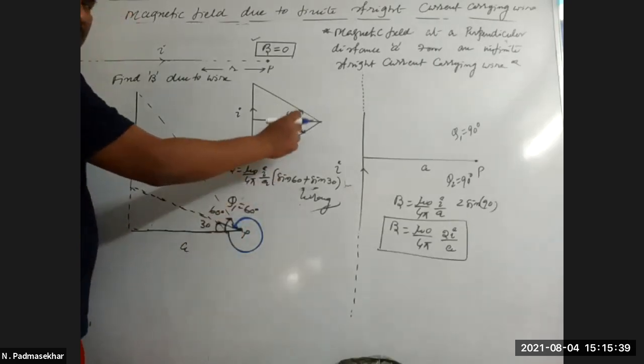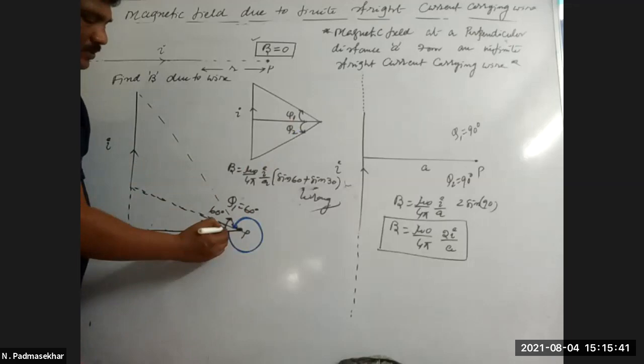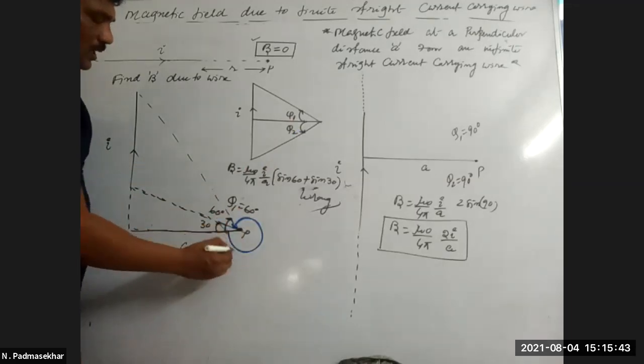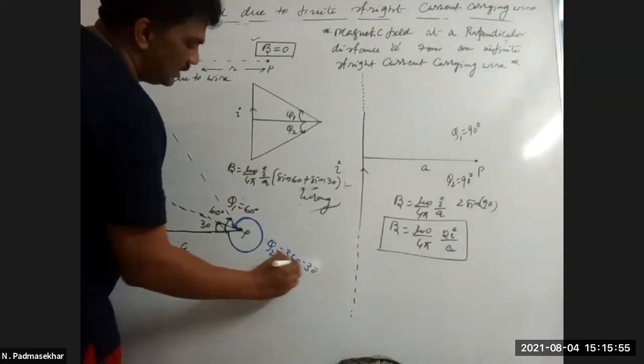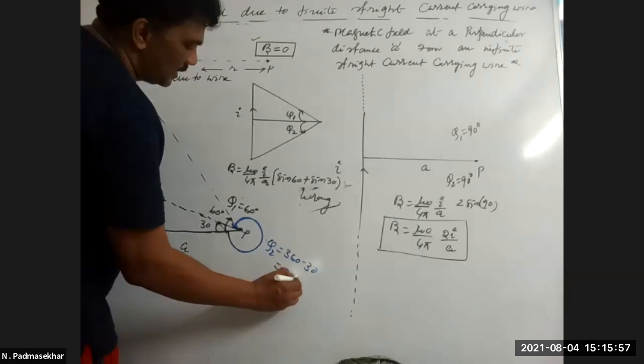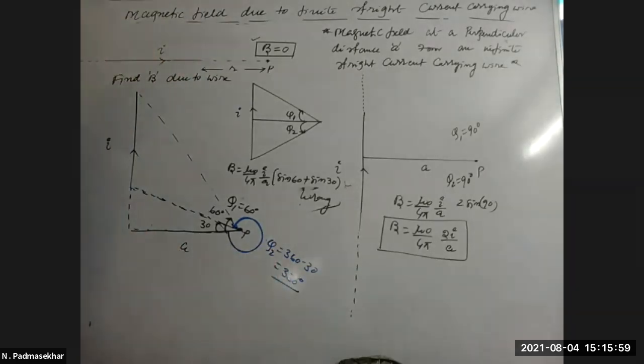So these two must compulsorily be in opposite direction. So this is the angle. Total is 360, and this angle is 30. So phi 2 is equal to 360 minus 30, which is equal to 330 degrees, right? So that is 330 degrees.